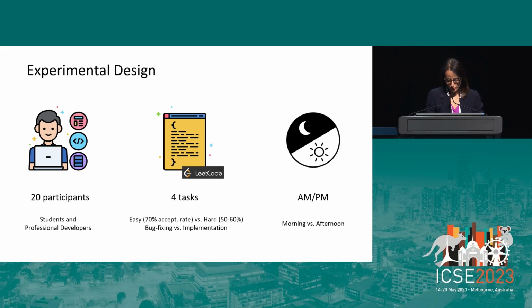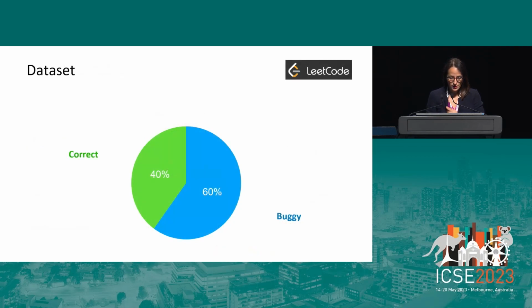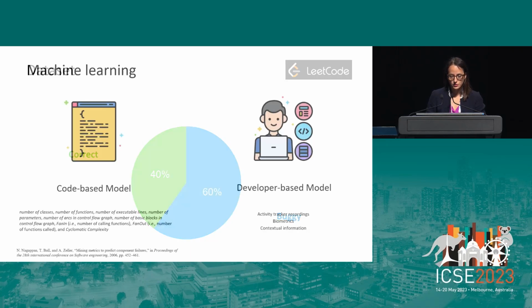And then we also had people developing either during the morning session or the afternoon session. So this could have an impact on fatigue, for example. So this was also included as a control variable. So this is how the dataset is composed, which we use for the machine learning. And we have a fairly well-distributed dataset, including 60% of buggy code and 40% of clean code.